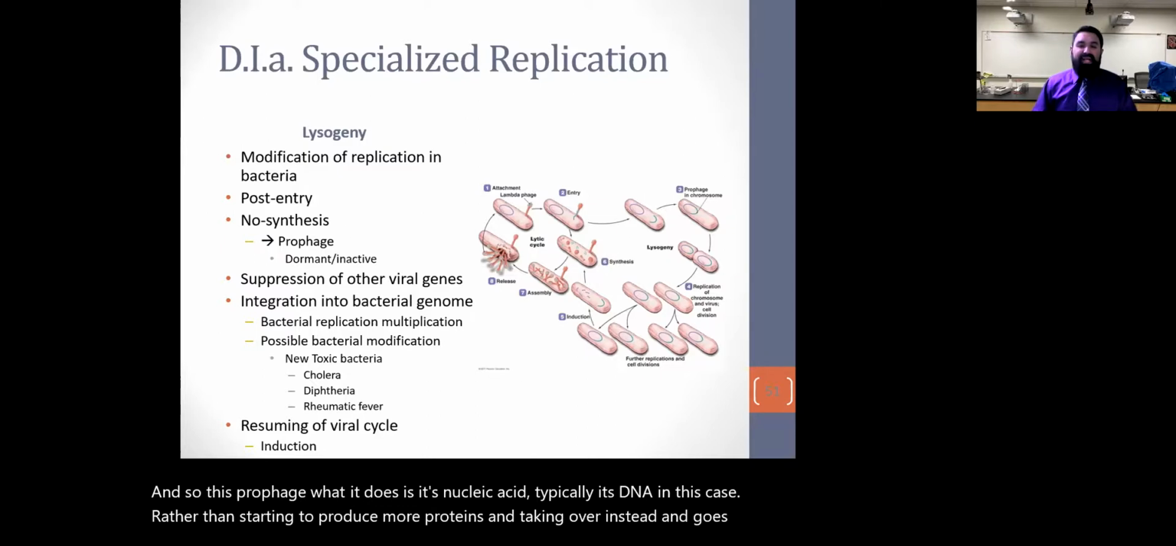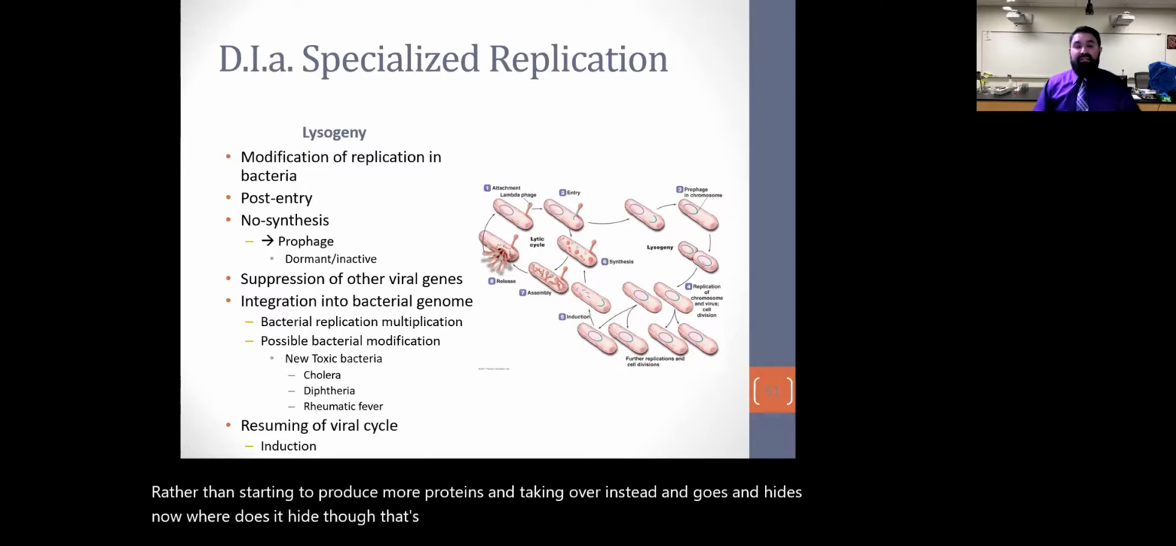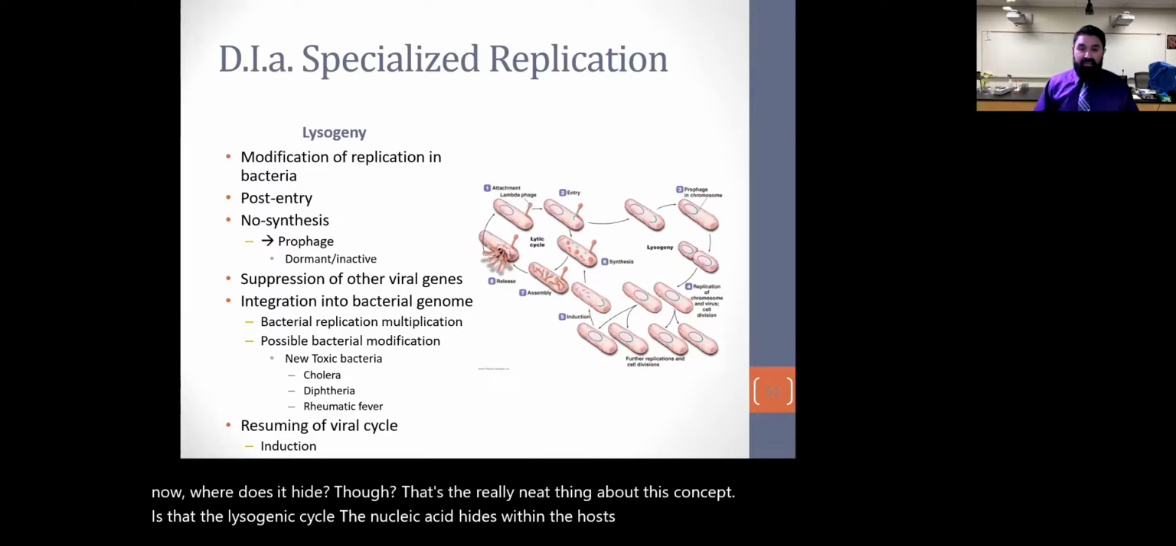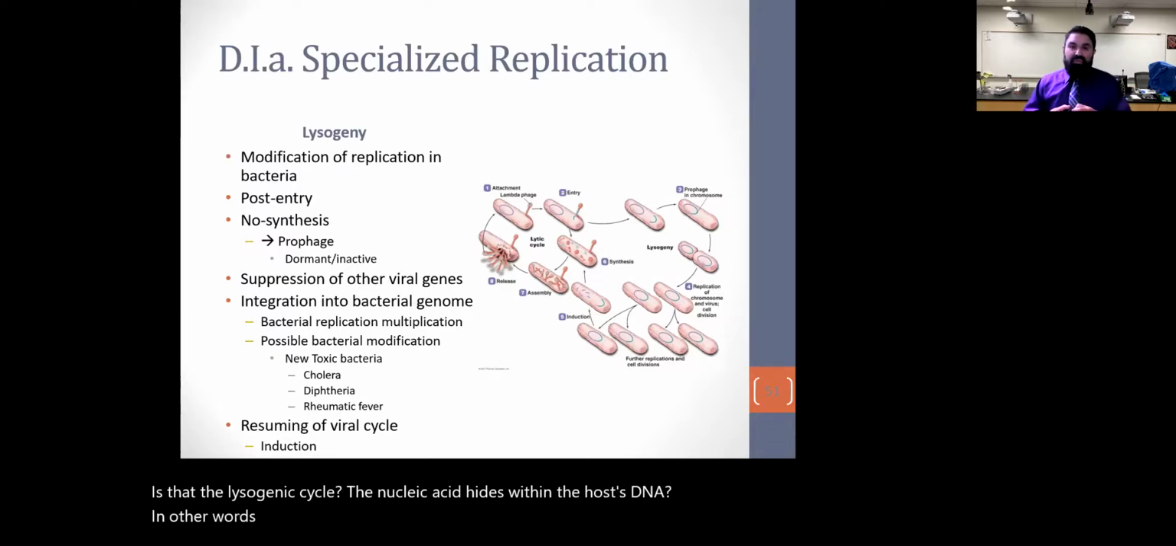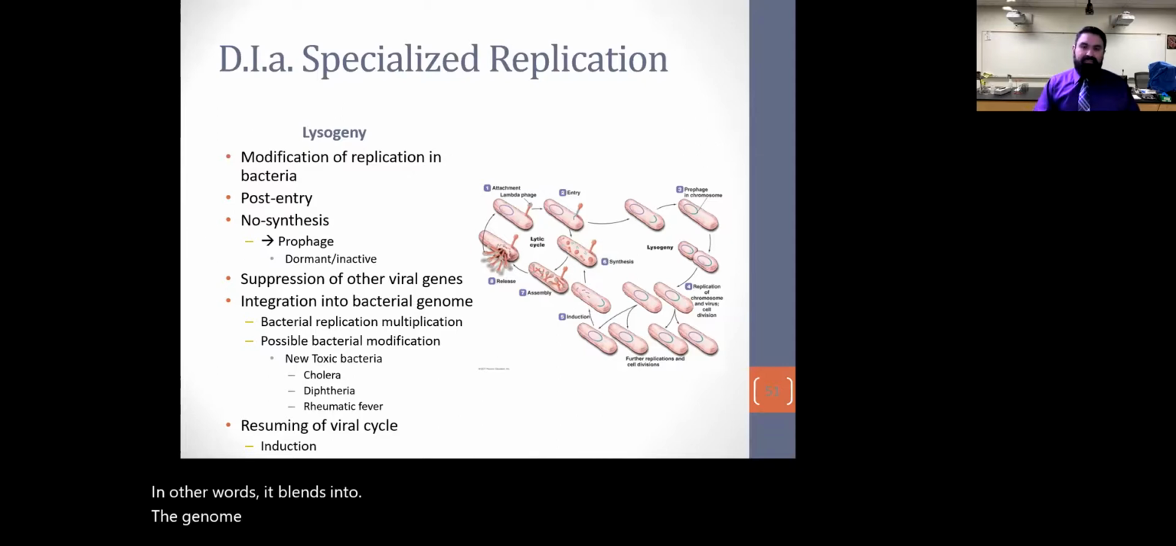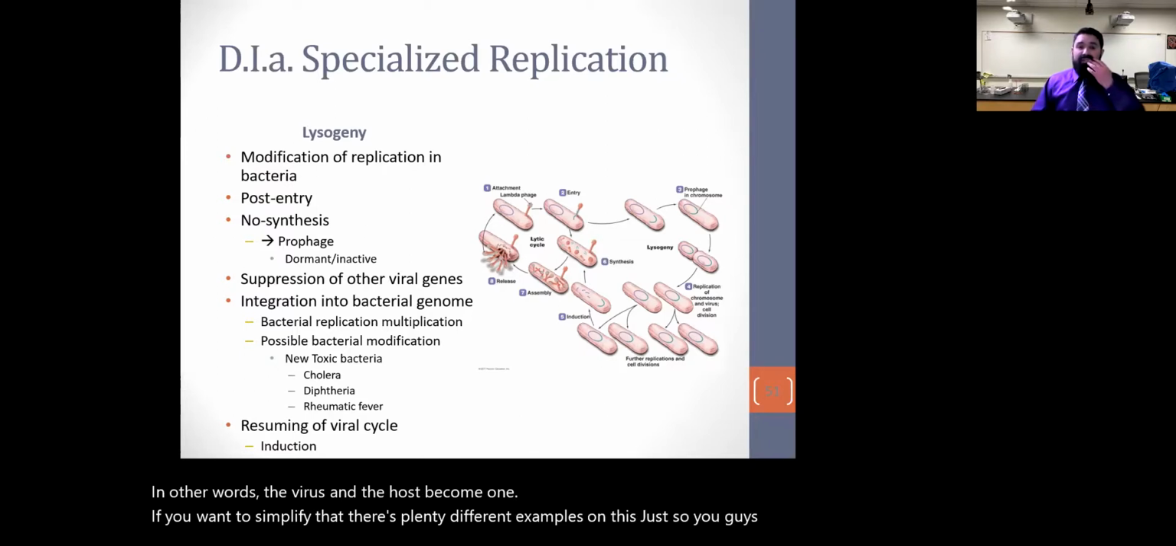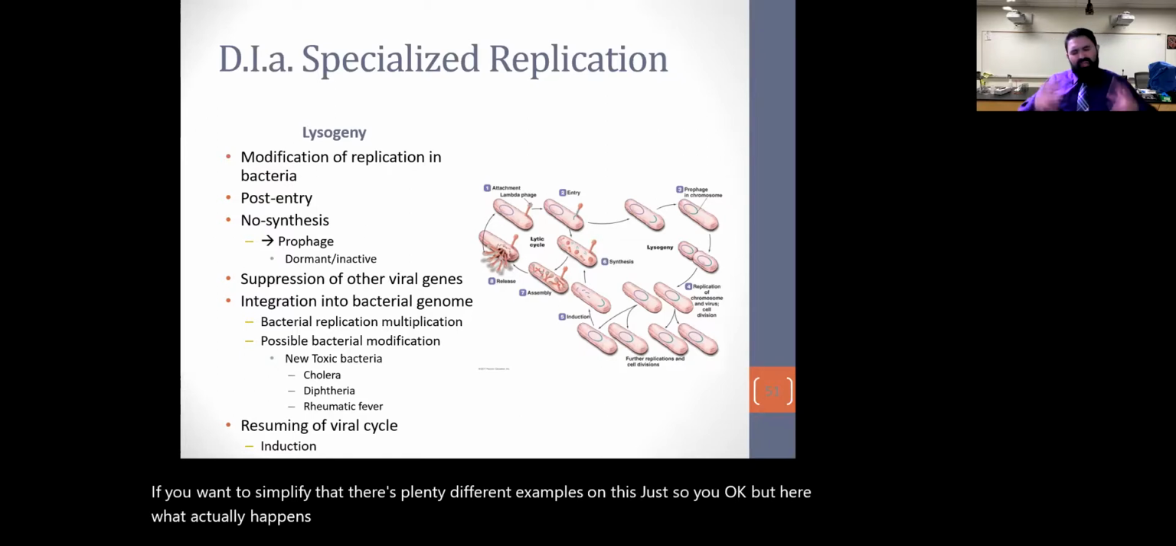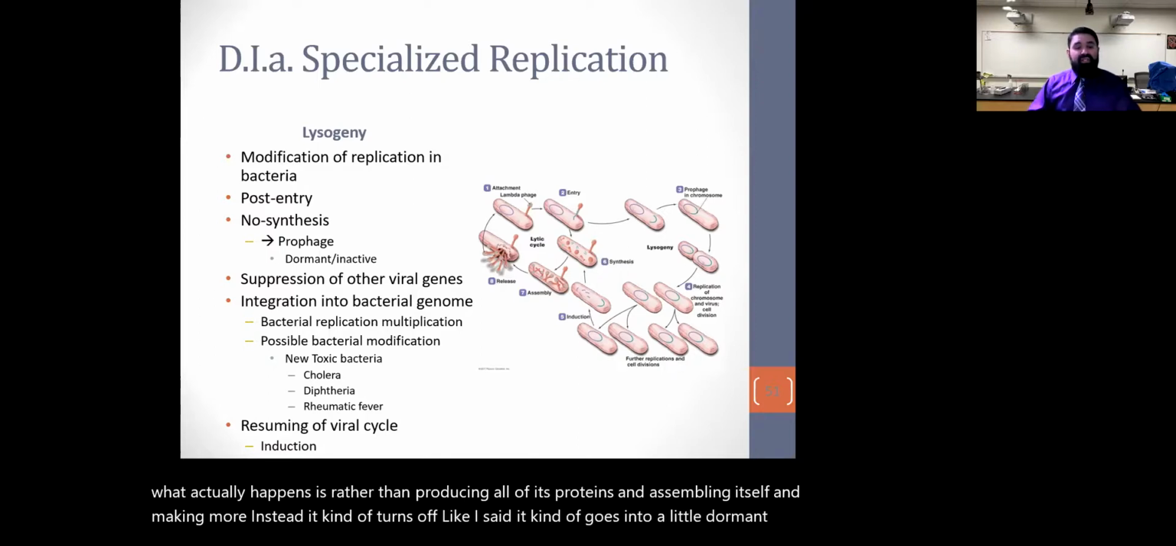Now, where does it hide though? That's the really neat thing about this concept, is that the lysogenic cycle, the nucleic acid, hides within the host's DNA. In other words, it blends into the genome of the host. In other words, the virus and the host become one, if you want to kind of simplify that. There's plenty of different examples on this, just so you guys know, okay? But here what actually happens is rather than producing all of its proteins and assembling itself and making more, instead it kind of turns off. Like I said, it kind of goes into a little dormant stage. Again, we call that lysogeny.